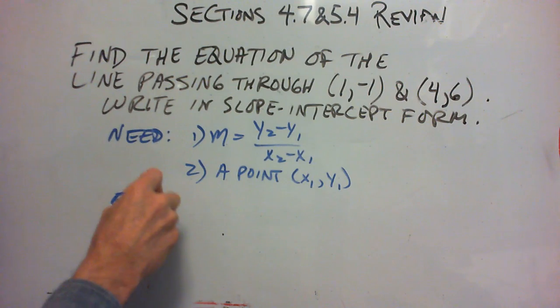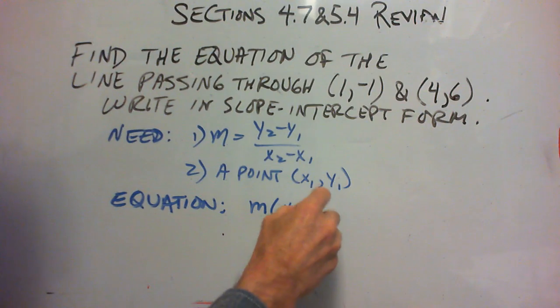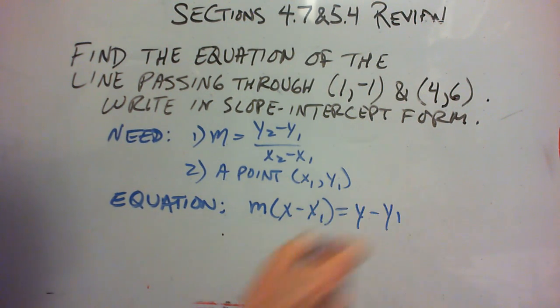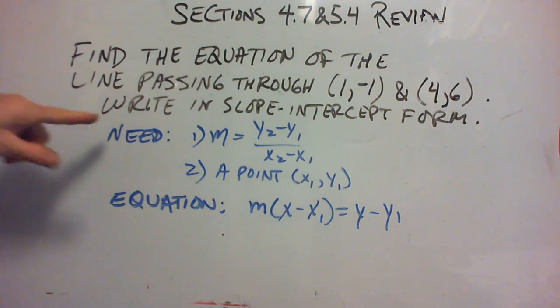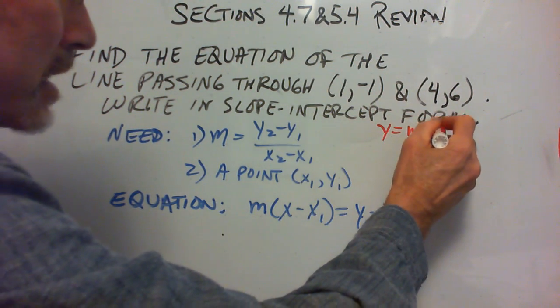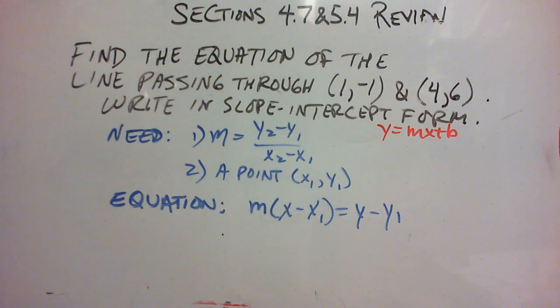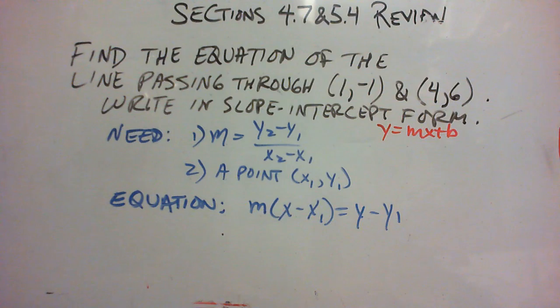And then you're going to get the equation as m times x minus x1 equals y minus y1. So find the slope, plug the slope and one of the points into what's called the point slope form, then rewrite your answer so it's in slope intercept form, y equals mx plus b. As you remember, that's the slope intercept form. Basically solve the equation you get for y. So try this on your own. Get your slope, get your equation, rewrite it, and then we'll go through this.